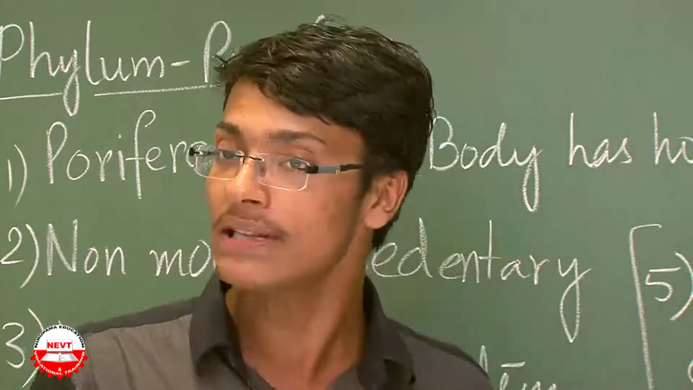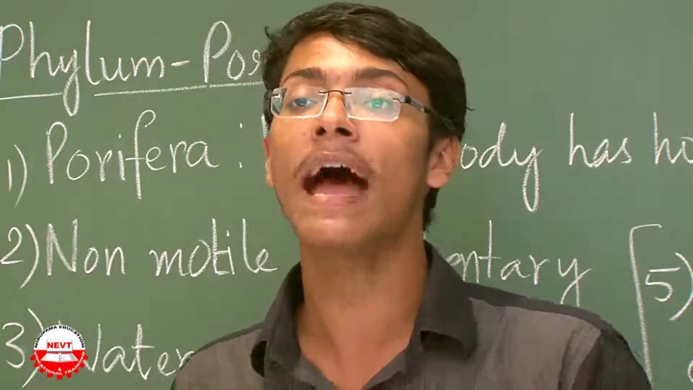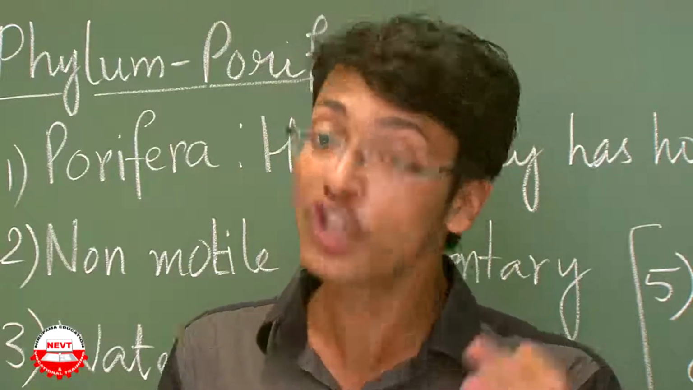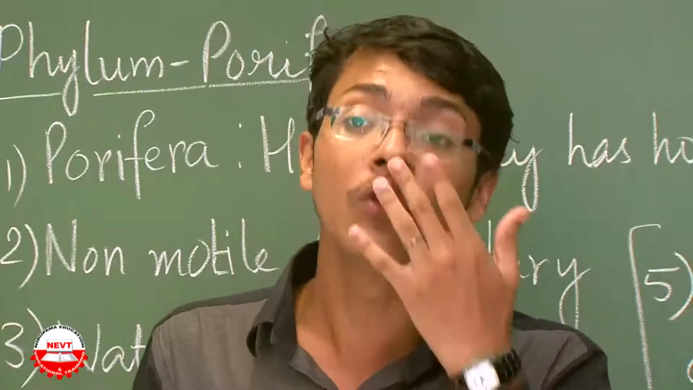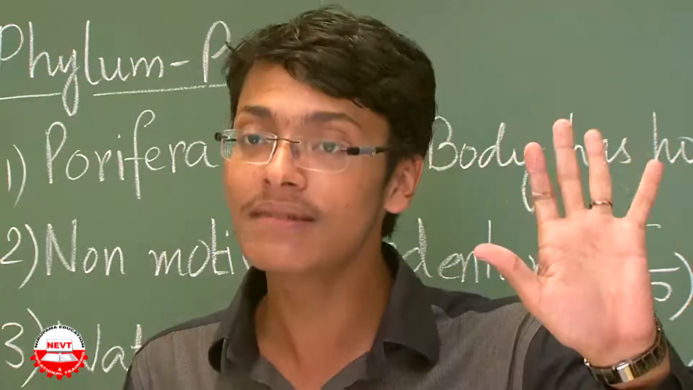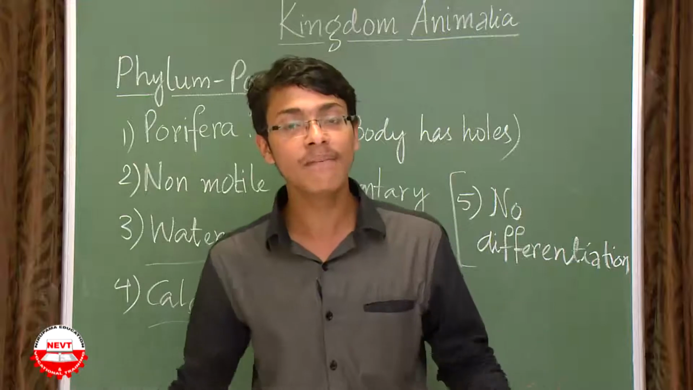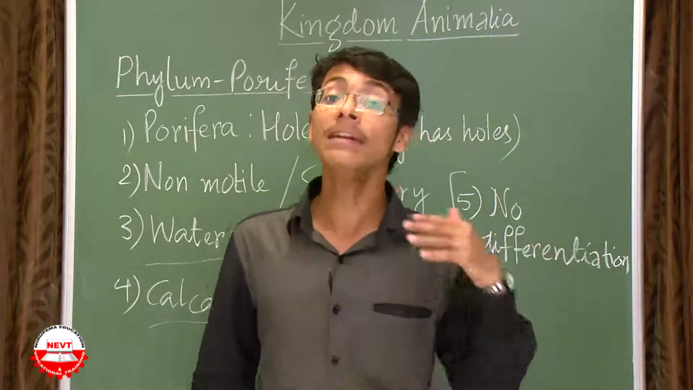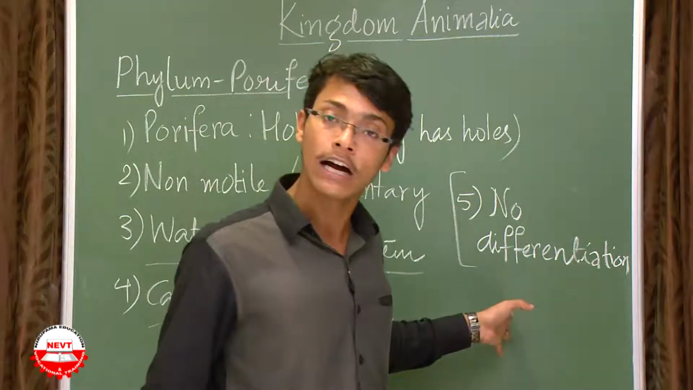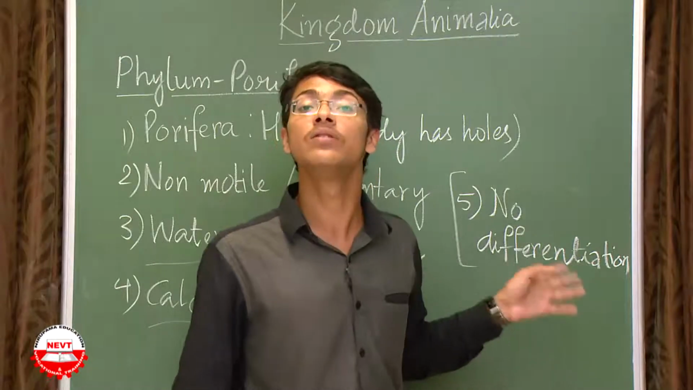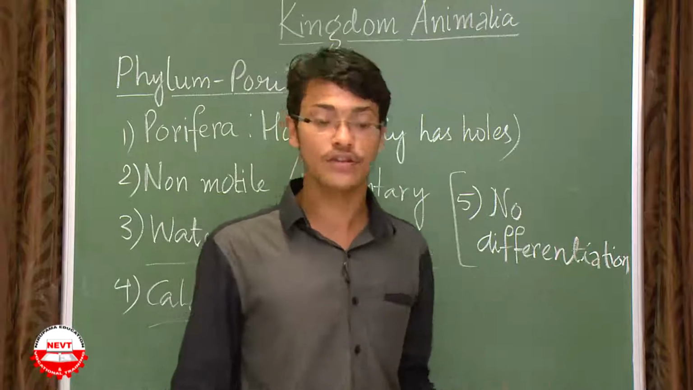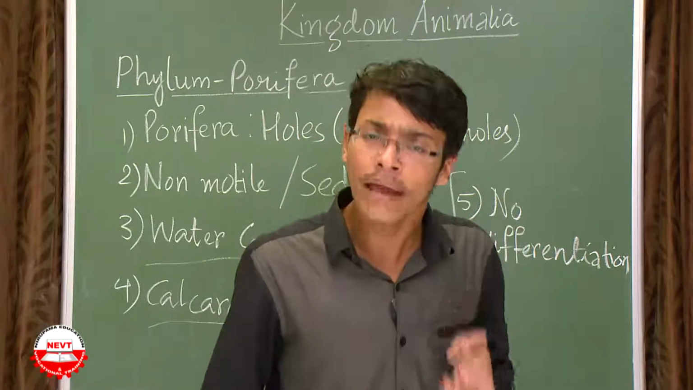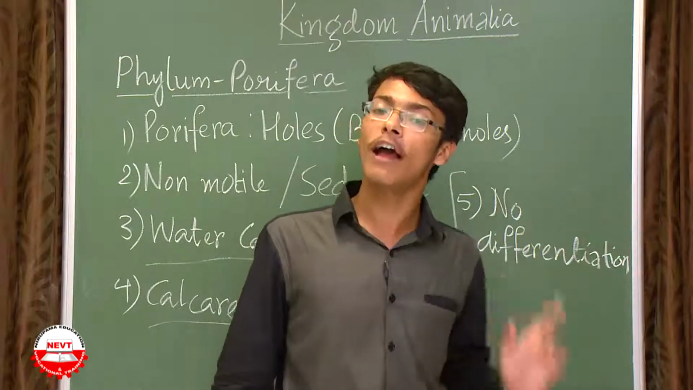So no differentiation means the poriferan does not have the structures that should be present in an animal, say a mouth, a clear nose, or limbs. Hands and legs are called limbs. So the body is undifferentiated, or another way I can say that there is no differentiation. Undifferentiated or no differentiation. So these are the five major characteristics of phylum Porifera.